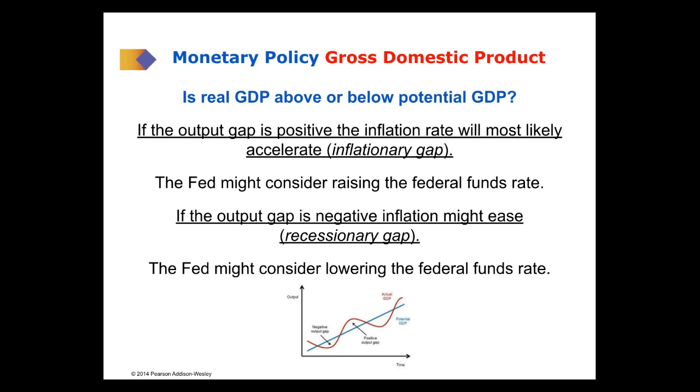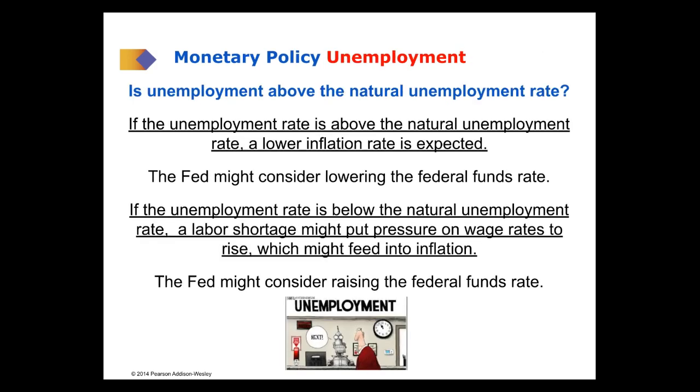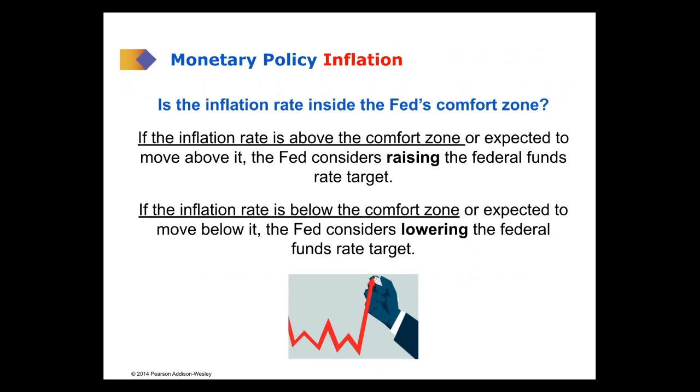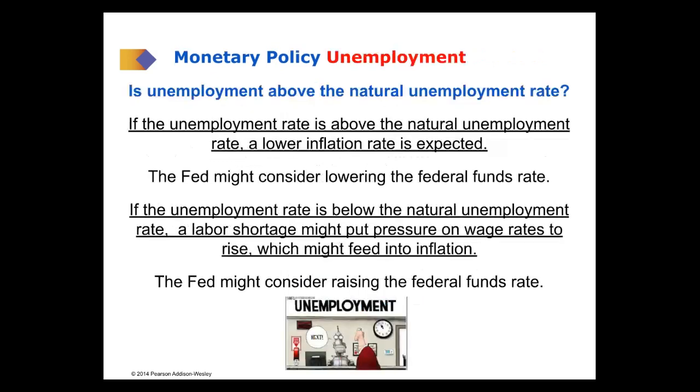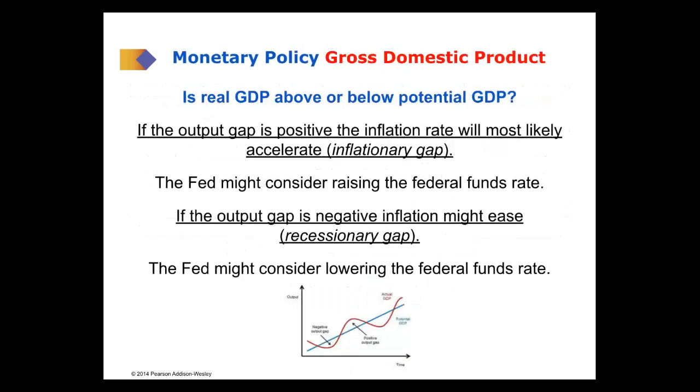So that's kind of what the Fed does when they're doing monetary policy. They try to understand, is inflation in our comfort zone? Is employment close to full employment, and is the output gap negative? Do we have excess capacity in the system? Is real GDP not as much as potential GDP? And in cases where they want to increase the amount of economic activity, they will lower the federal funds rate target. They will increase the supply of money in the system. That increases economic activity, and then it increases production and employment.